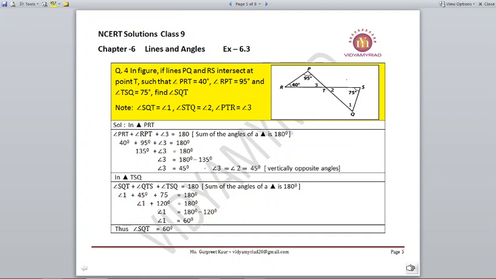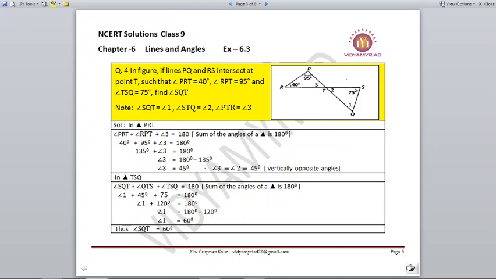Now let us find out the things. Now in the triangle PRT, just focus that we have two angles with us. So we can easily find out angle 3 by using the angle sum property. Angle 3 comes out to be 45 degrees, and opposite angle to that, angle 3 will be equal to angle 2 because of the vertically opposite angles. That means angle 2 is also equal to 45 degrees.